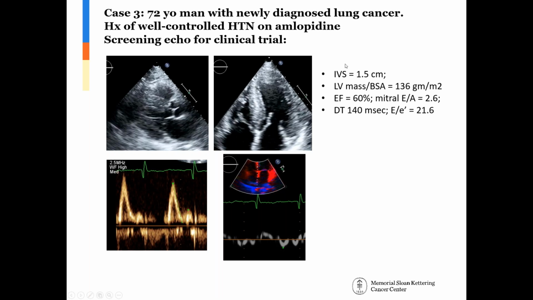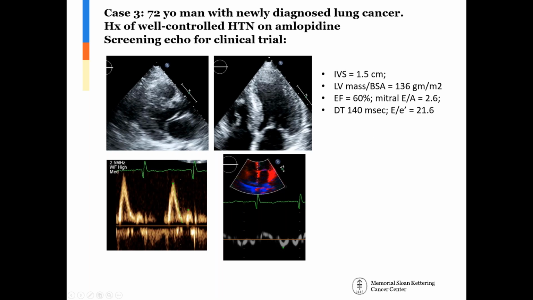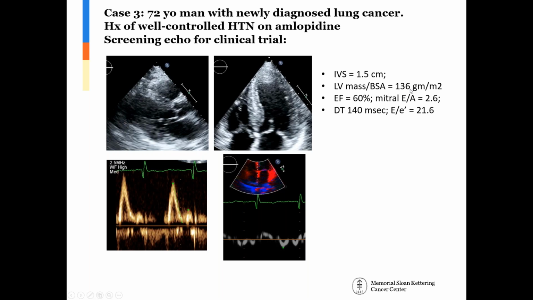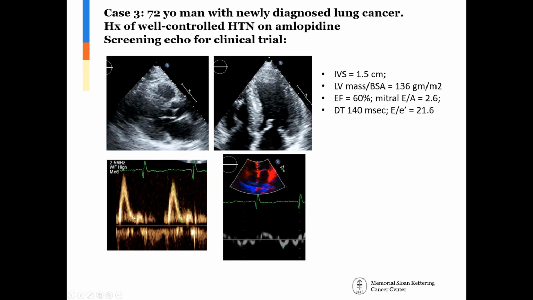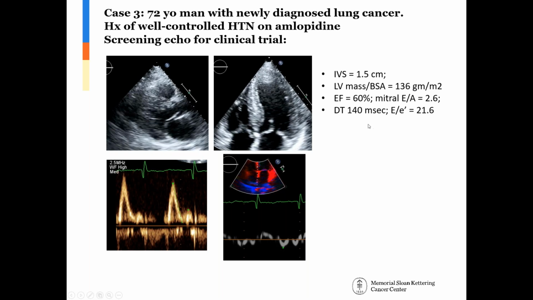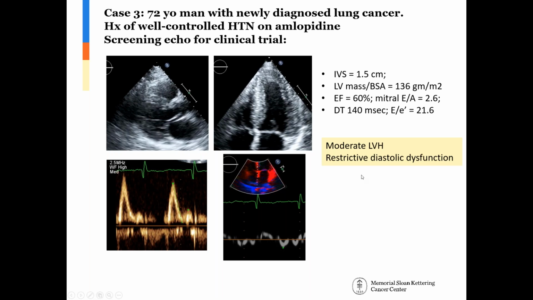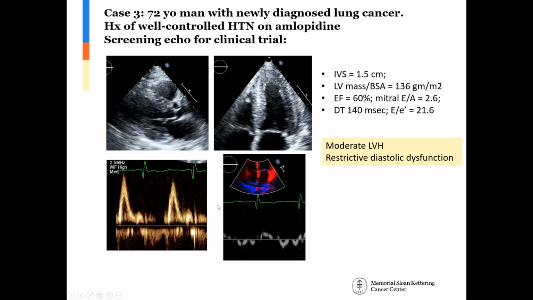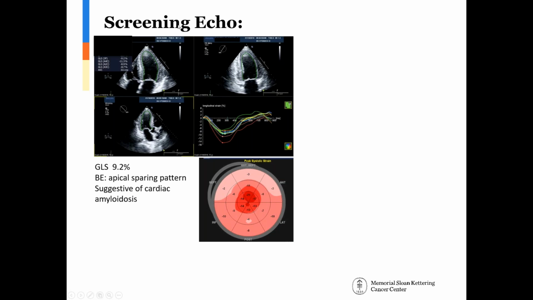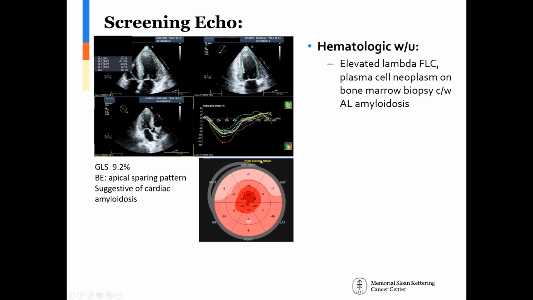And what we see is thickened septum of 1.5 centimeter, and his LV mass is calculated to be consistent with LVH, and his diastolic parameters are abnormal, consistent with a restrictive diastolic dysfunction. And here's his strain, his global longitudinal strain of 9.2%, which is severely reduced, and the bullseye showing an apical sparing pattern, which I think most of you are familiar with, that is consistent with cardiac amyloidosis.